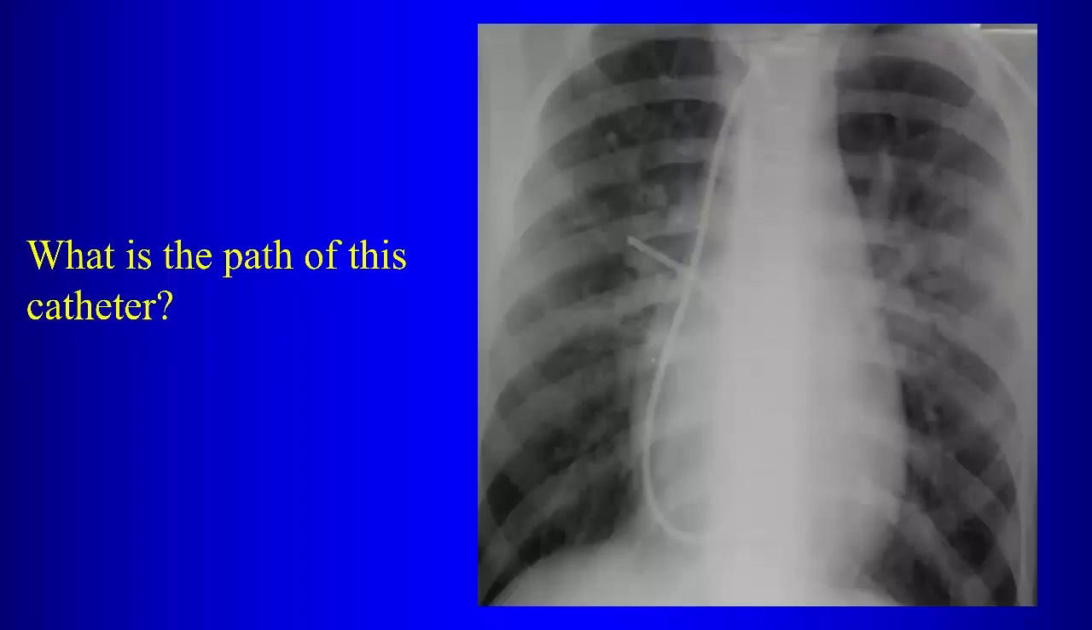What's the path of this catheter? Well, it's SVC, and then it goes right atrium, and then what? How does it get there? Well, wait, where's it going here? Coronary sinus. Coronary sinus is down here, not there, right?